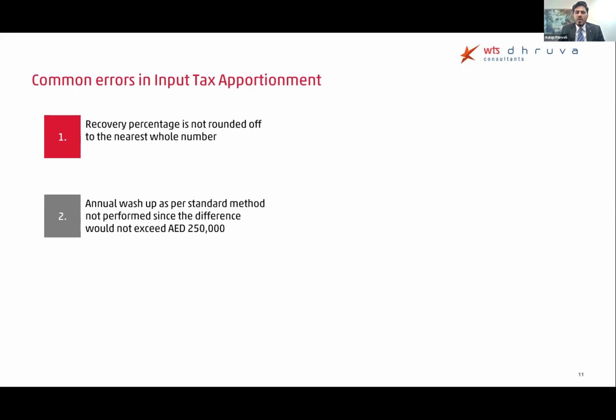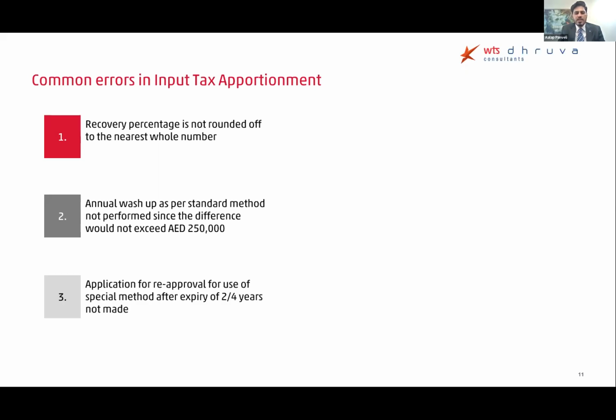Over the past few years, these errors we see repeatedly. The first one being the recovery percentage round off. Like I explained in my previous slides, this can have an impact of 500 dirham to 20,000 dirham. Many people miss it, but this has to be done. The second one is the annual wash up as per standard method not being performed where there is no difference of 250,000. Now, many people have this misconception that the true up of monthly to annual level should not be done when there is no difference more than 250,000. But like I said in my previous slide, this is compulsory. The true up has to be done irrespective of any method that you're applying on a tax period basis.